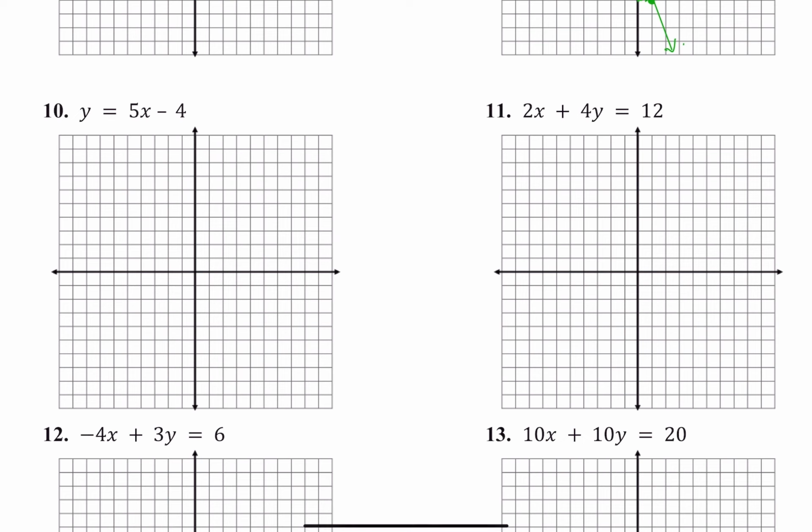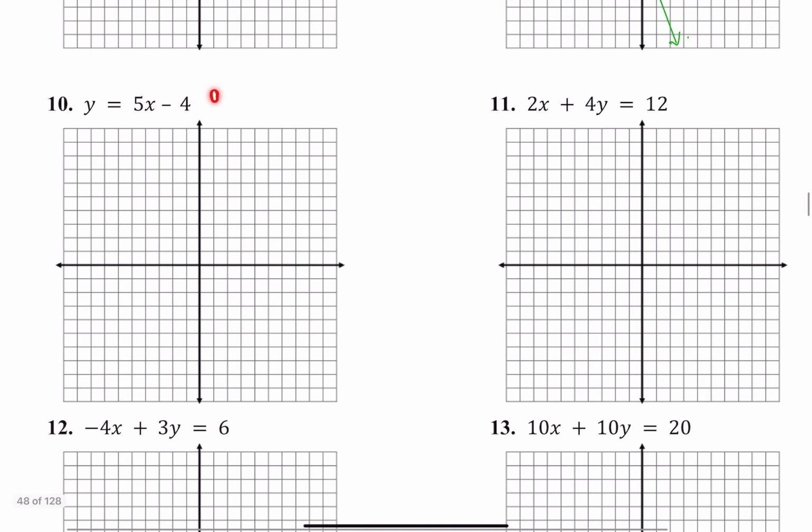All right. The way you would approach number 10 is as follows. The b here is going to be minus 4. The slope is 5, which is, of course, the same as 5 over 1. So we go down to minus 4. From there, we rise 5. So 1, 2, 3, 4, 5. Run 1. So we have the second point of the line right there. Draw a connection between them. And we have the graph. Any questions on that one?